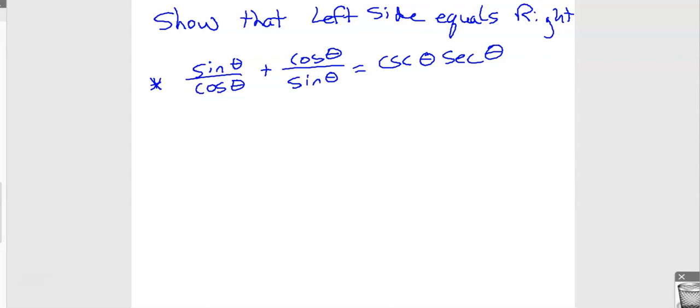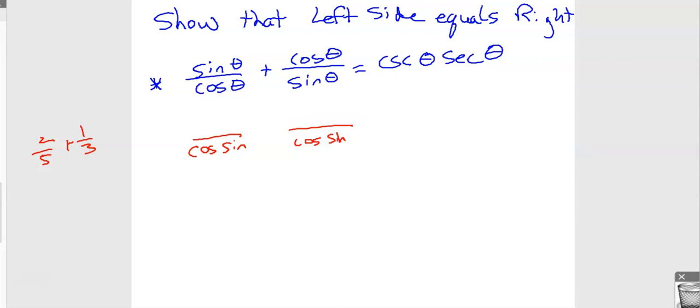Well, sometimes you have to step back and think about it: what do I have? I have a fraction plus a fraction. So think of something like 2/5 plus 1/3. How do I add fractions? I have to get a common denominator. My common denominator between cosine and sine is cosine sine. So I'm going to literally change this to cosine sine.